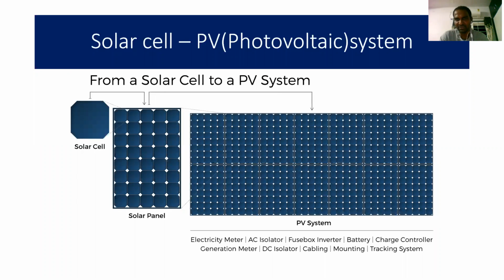And this is the solar cell, which works in photovoltaic mode. Simply it is called a PV system. You can see the assembly of a photovoltaic system also. First, a single solar cell, and with a combination of such single solar cells, you can fabricate a solar panel, and a combination of a huge number of solar panels forms a solar photovoltaic system. Under this, many components are there: electricity meter, AC isolator, fuse box, inverter, battery, charge controller, generation meter, DC isolator, cabling, mounting, tracking system. These are all the connections required to assemble a photovoltaic system from a single solar cell.